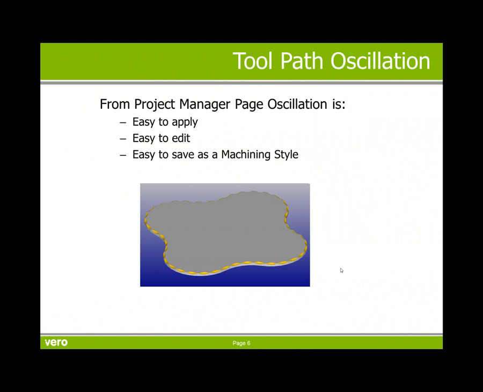From the project manager page, oscillation is easy to apply, easy to edit, and then easy to save as a machining style. Next we'll show how we can add a scalloped edge to a tabletop, starting with a simple 2D finished toolpath.